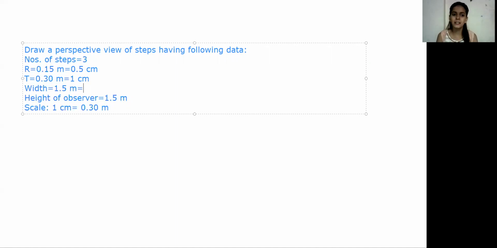Then width 1.5 meter. If 0.30 meter equals to 1 centimeter, then what for 1.5 meter? To convert it into centimeter, we need to divide 1.5 meter by 0.30 meter. So it will be 5. So 5 centimeter. Again, the height of observer is also 1.5 meter, so it is also 5 centimeter. So we have converted all the data into centimeters. So we will draw the perspective view with the help of this data in centimeters.